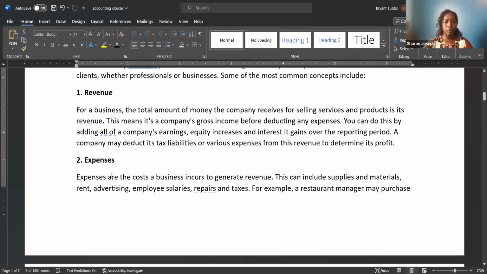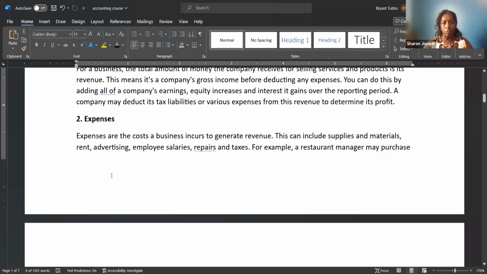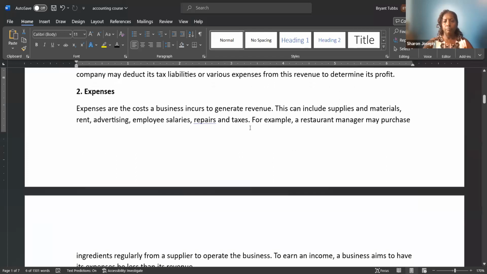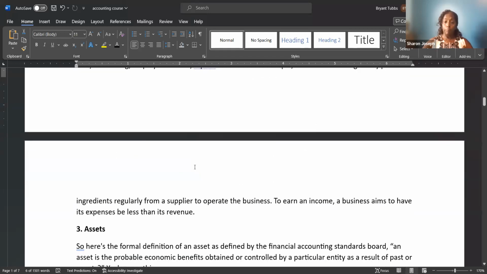The second major concept is expenses. Expenses are the costs a business incurs to generate its revenue. This includes your supplies, your materials, your rent, advertising, wages, contractor expenses, taxes, and so forth. Let's give an example. Say you're a restaurant manager and you have to purchase ingredients for your business. To earn income, the business has to have expenses in order to generate its revenue.